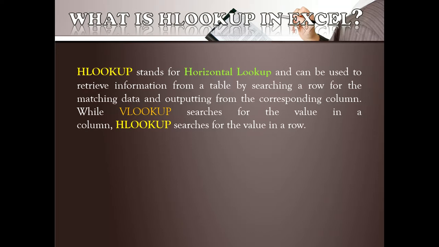You can understand that while VLOOKUP searches for the value in a column, HLOOKUP searches for the value in a row. A row means a horizontal line, and V means the vertical line, so the vertical line is a column. Here it searches in the row.